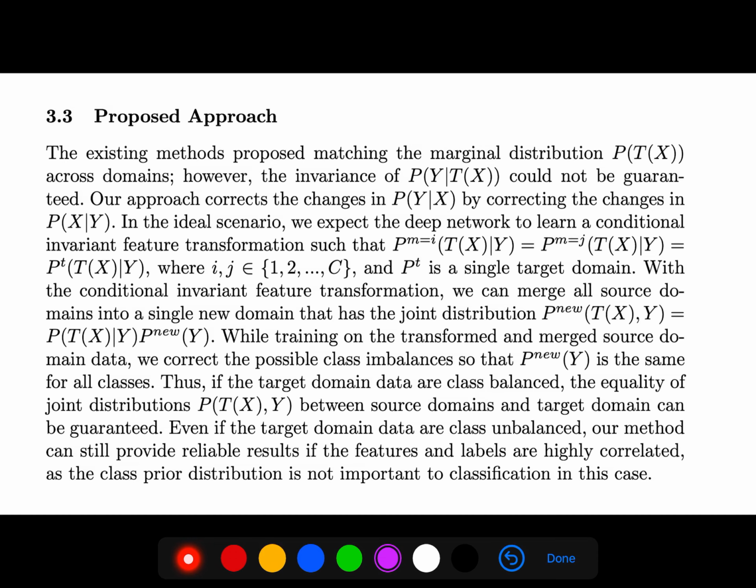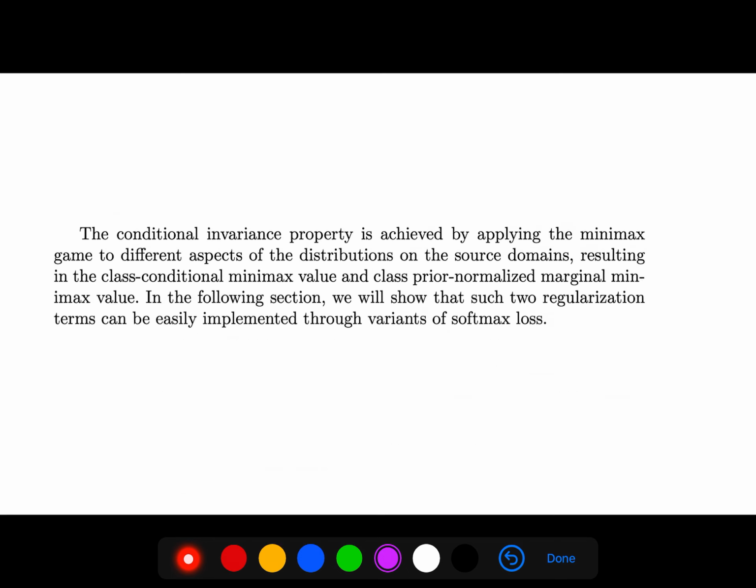The existing methods proposed matching the marginal distribution across domains. However, the invariance of P of Y conditioned on T of X could not be guaranteed. Our approach corrects the changes in P of Y by correcting the changes in P of X conditioned on Y. The conditional invariance is achieved by applying the minimax game to different aspects of distributions on the source domains, resulting in the class conditional minimax value and class prior normalized marginal minimax value.